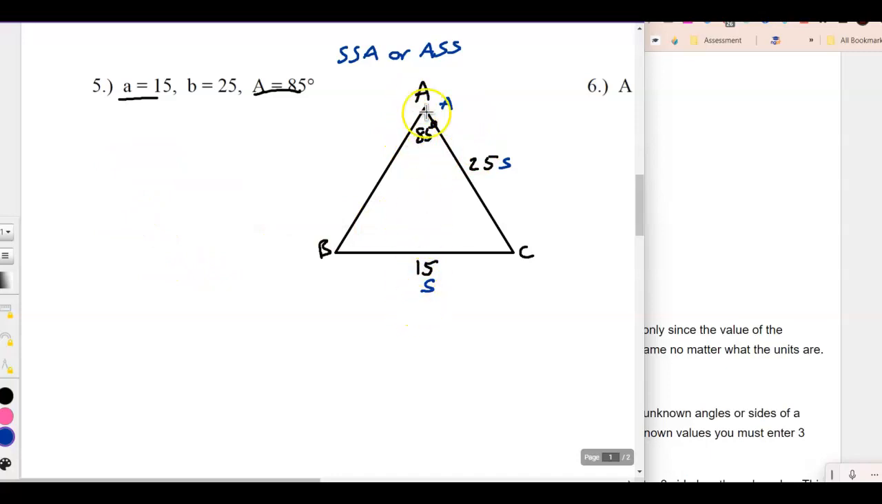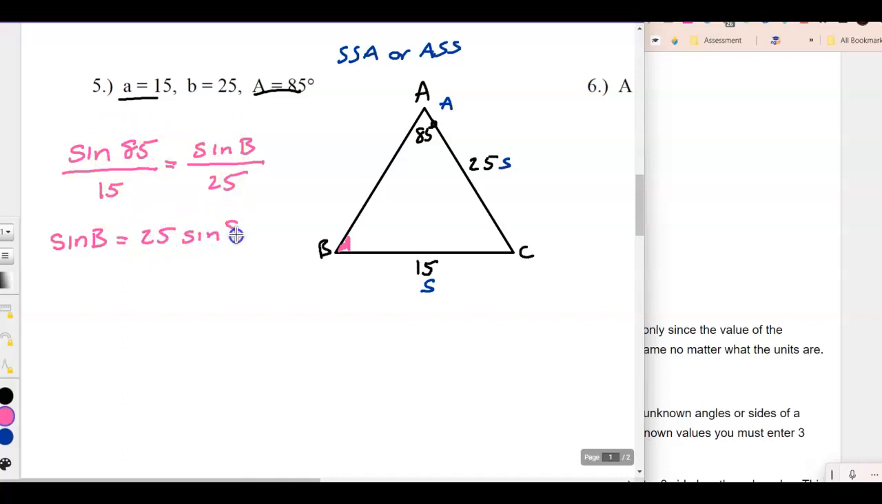So we have a side and an angle pair. I'm trying to find the measure of angle B, so I'm going to do sine of 85 over 15. That should equal sine of B over 25. So sine of B will equal 25 times sine of 85, all over 15.